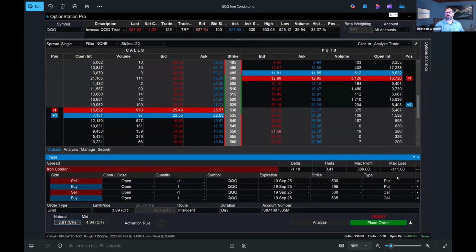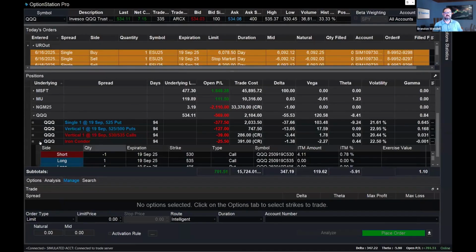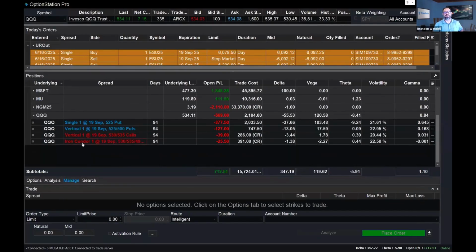So I had the time decay working for me. Notice this, max loss is only 111. My max profit is much better than my max loss in this case. And as of right now, I think I'm only down $25 in that one. Yep, $25.50. So that one's taking the least amount of heat because I actually have a neutral strategy.